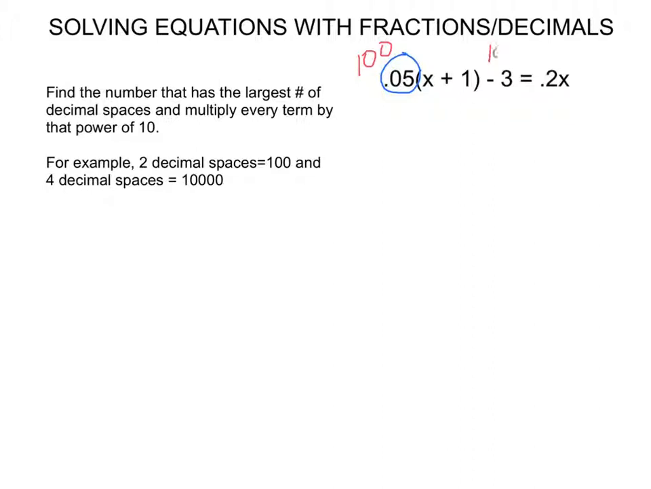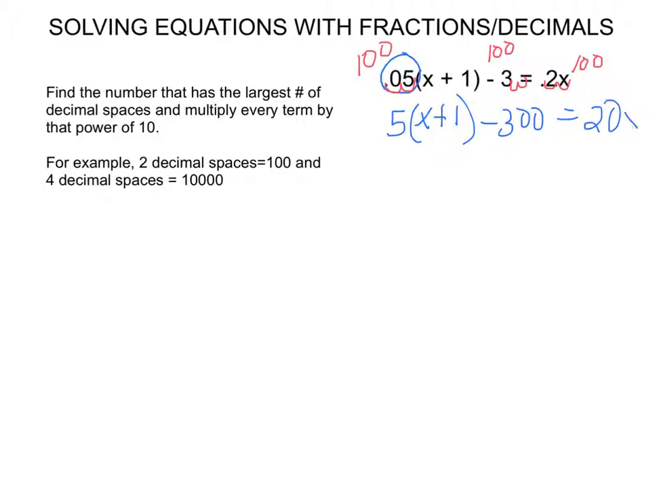So we're going to multiply the 0.05 times the 100, the 3 times the 100, and the 0.2 times 100. Essentially, what this does is it moves every one of our decimals 2 spaces. So the 0.05 now becomes 5 times x plus 1. The 3 now becomes minus 300, and the 0.2 now becomes 20x.